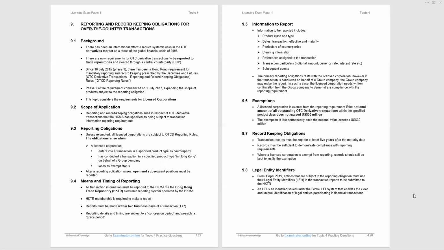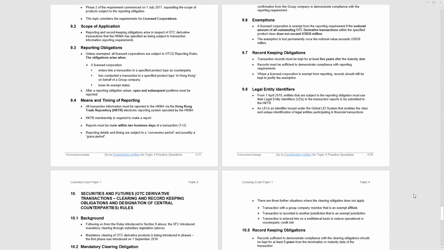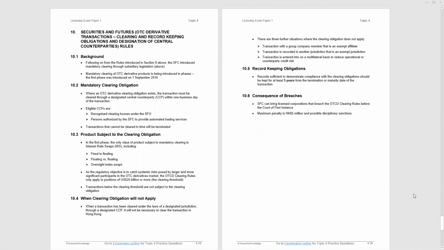But as soon as you exceed it, you lose that exemption and you must continually report your OTC derivative positions to the HKMA. Then the second set of rules has been issued in this regard, and that is with regard to mandatory clearing. There's the full title, top of page 4.29. And you have a mandatory clearing obligation for an OTC derivative position if it's particularly large. And we can see under 10.3, products subject to clearing obligation, if you look down to the second bullet point, the regulatory objective is to catch systemic risks posed by larger and more significant participants in the derivatives market. The clearing rules only apply to positions of 20 billion US dollars or more.